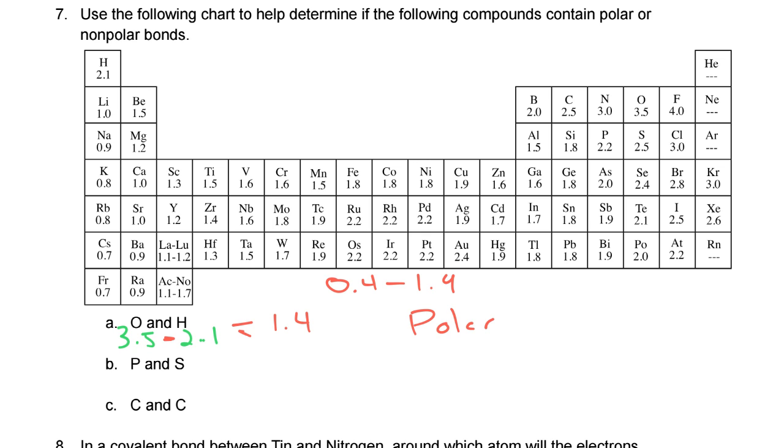All right, phosphorus and sulfur, we've got 2.2 and 2.5. I subtract them, I would get negative 0.3, but we'll just always do the absolute value of that, so 0.3. That's in the range of 0 to 0.4 that we call nonpolar. And then carbon and carbon, I don't even have to write these down because anything bonded to itself is going to share its electrons equally and be nonpolar.